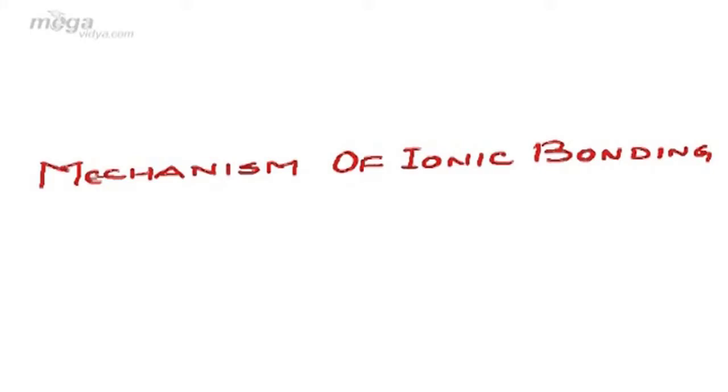Mechanism of ionic bonding. Before starting the mechanism of ionic bonding, let us know what mechanism means. Mechanism basically represents all those steps involved in a process. Like if we talk of a chemical reaction, let us say N2 reacts with H2 and forms NH3. Here it is easy to write the equation as N2 plus 3H2 gives 2NH3.